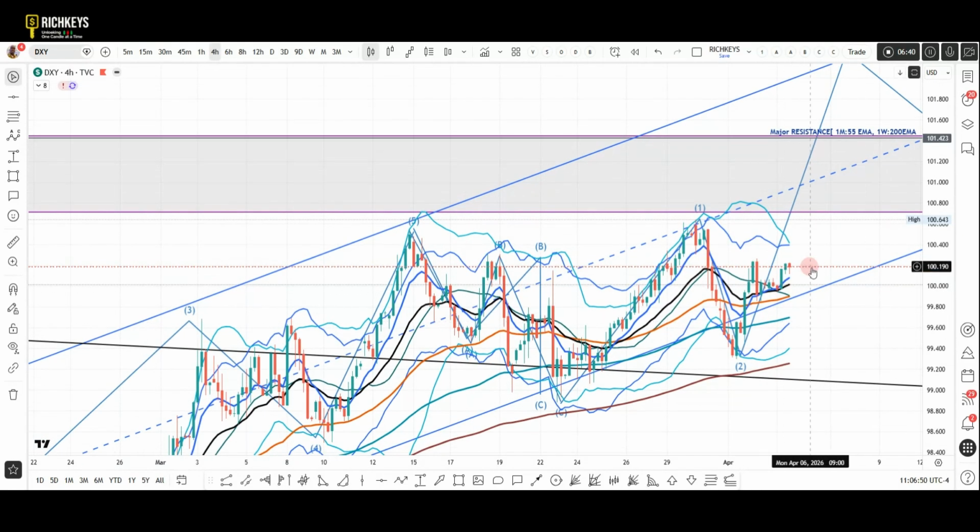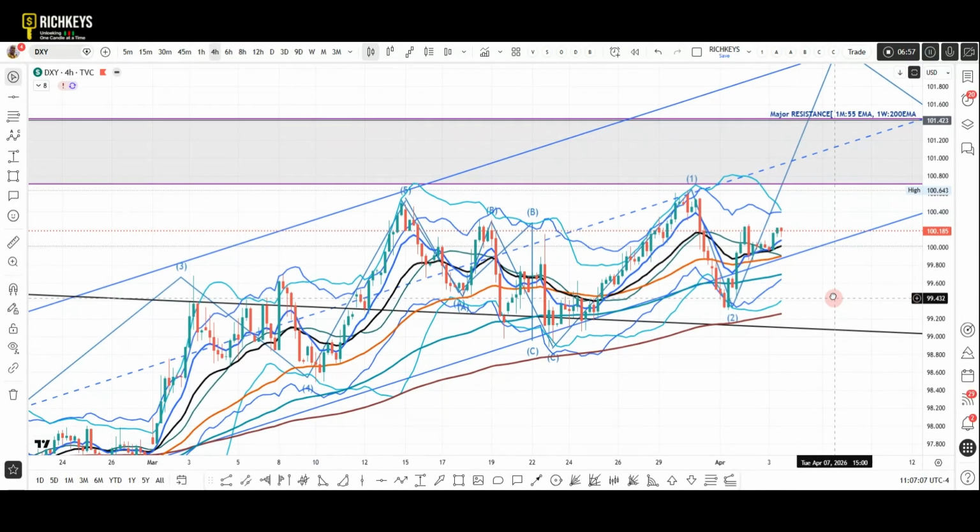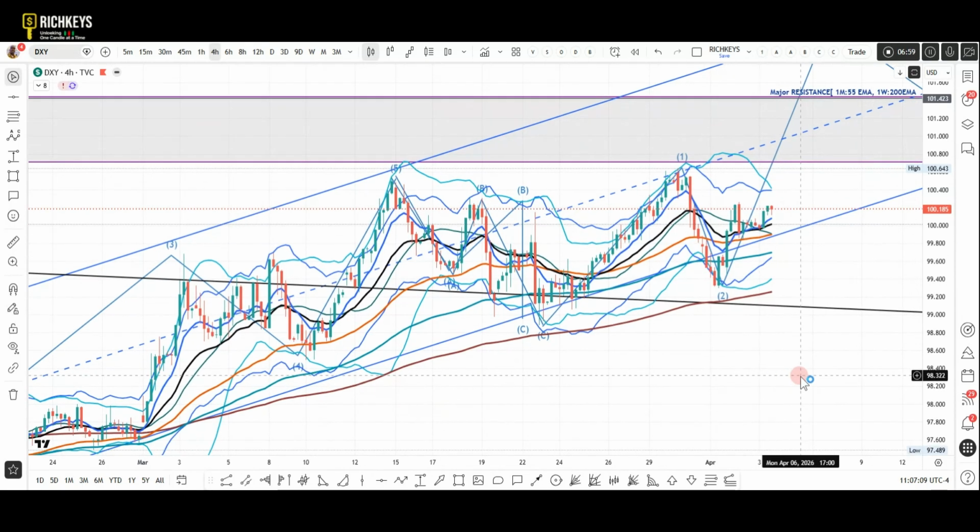not make any price action, I assume that when the market opens this Sunday into Monday, we're probably going to get a gap up. We're probably going to get a gap up above this resistance zone, and then make our way up. So that's my postulation again on this analysis on the dollar.